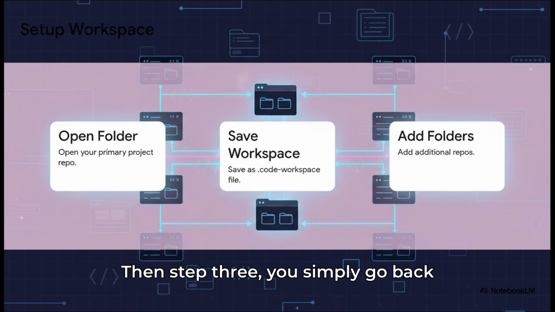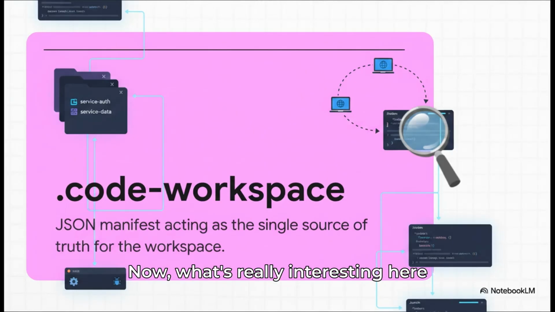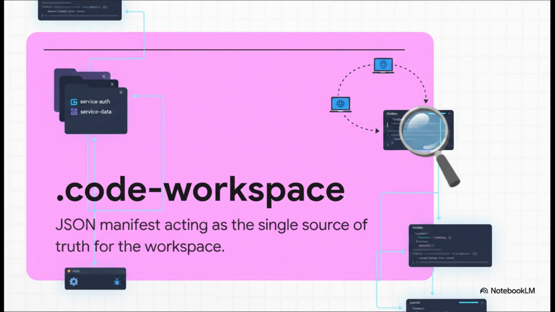Then, Step 3, you simply go back to that File menu and select Add Folder to Workspace and pick your additional microservice repos. Just like that, all your distant folders are sitting right there side by side in one unified file explorer. Now, what's really interesting here is what's happening under the hood. When you hit Save Workspace As, VS Code creates this .code-workspace file. Basically, it's a JSON-based manifest. It acts as the absolute single source of truth for the boundaries and settings of your entire aggregate project.